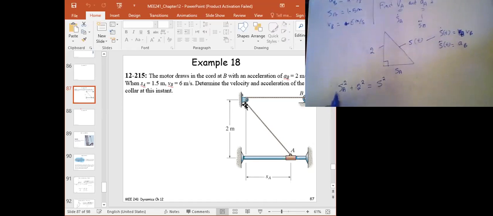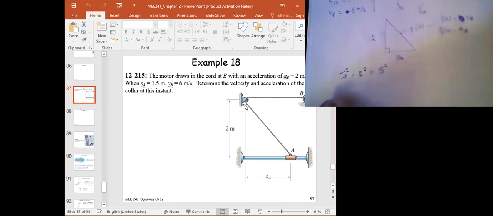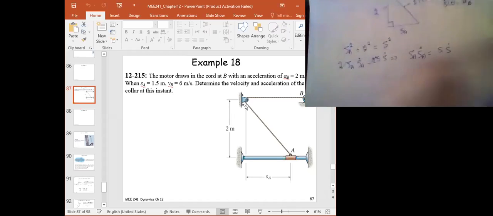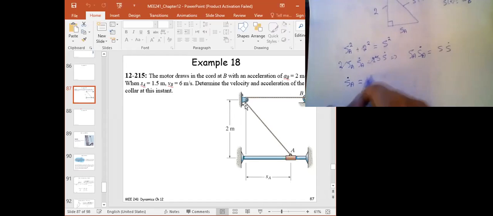Now I'm going to differentiate this. If I differentiate, what am I going to end up with? 2 SA prime; the derivative of 4 is obviously 0, so it's going to be 2 S prime. So 2 and 2 cancel out, and I end up with SA prime equal to S prime. I'm trying to find SA prime, so it's going to be equal to S times S prime divided by SA.